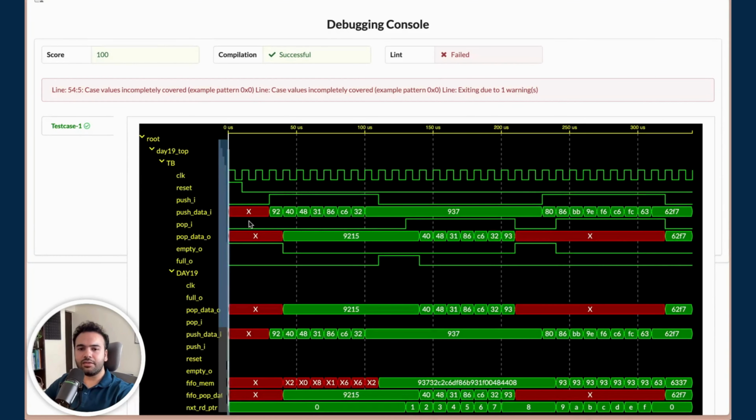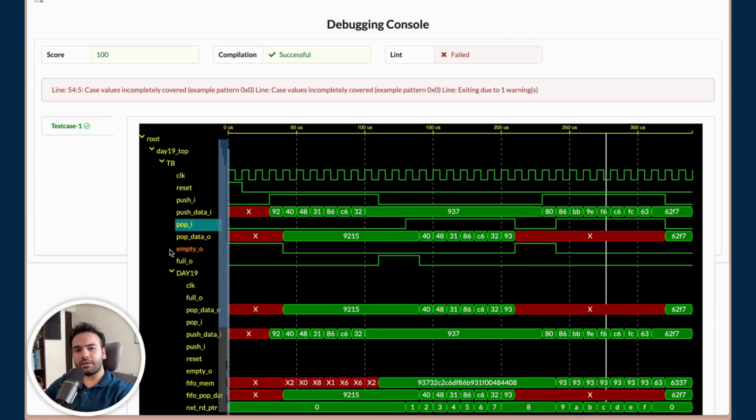But if we take a look at the resulting waveforms, we see that the pop data is unknown when the pop_i signal is asserted. So this is where the problem lies. What is happening is that the pop data is unknown when the pop_i signal is seen, which means that the FIFO is somehow giving unknown data on the output, which is represented by X here.